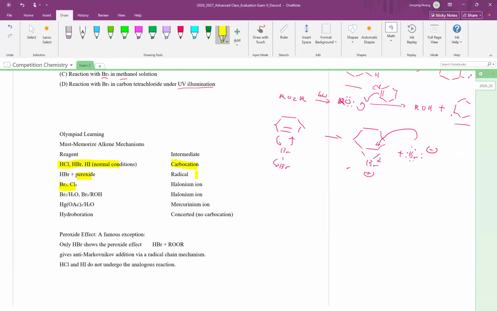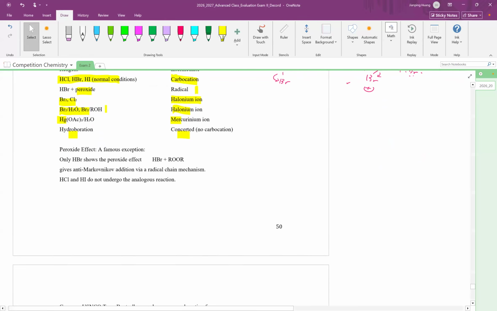For this one, it's what? See, mercurinium ion, three-member ring. For this one, it's the same. The difference is the completely different strength of nucleophile, right? Now for this one, it's what? And that from mercurinium ion, then you do the reduction, right? So what is hydroboration? It's one step, four-member ring transition state. Got it? Okay, let's move on.